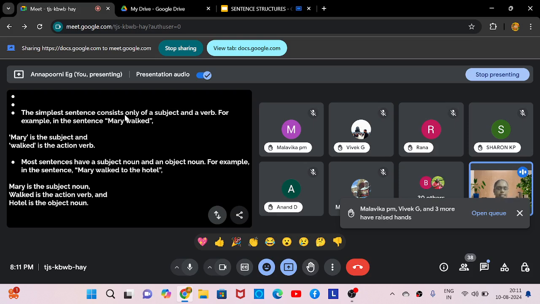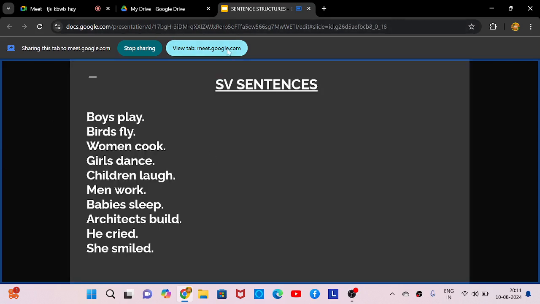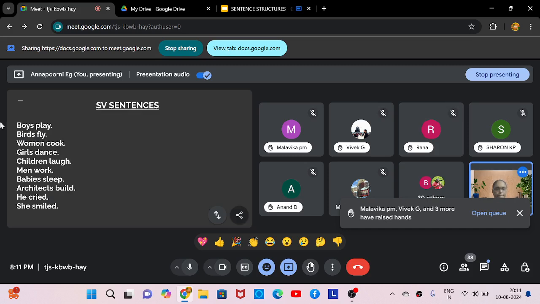Okay, so in this sentence, Mary walked to the hotel. So Mary is the subject noun, walked is the action verb and hotel is the object noun. Okay, so SVO is the most frequently followed pattern. Here are some examples for SV sentences. Okay, so who is ready to read this for me?